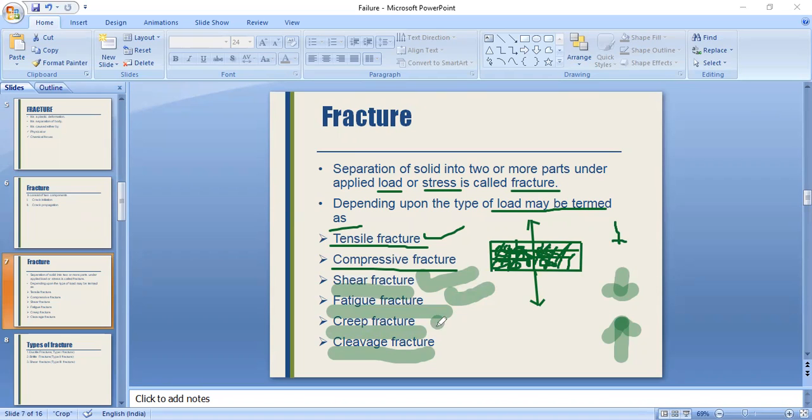And next, creep fracture. Due to the constant load and at a higher temperature, the material is going to get fractured. And in a cleavage fracture, it is a brittle fracture. Due to the sudden load, the material is going to get fractured. These things we will study in our coming lectures deeply. So this is a brief information about the fracture. Now let us move on to the remaining portion.